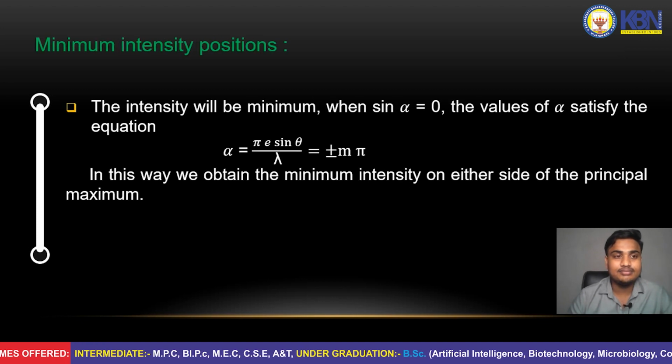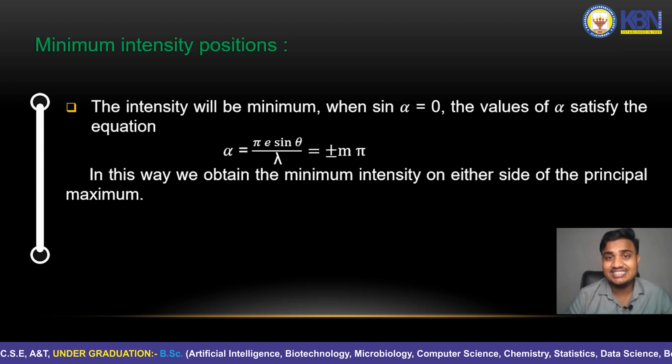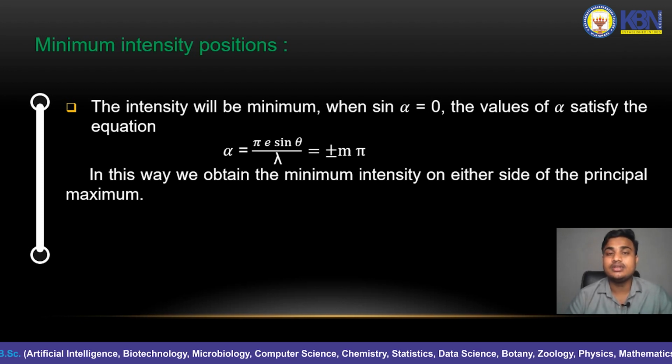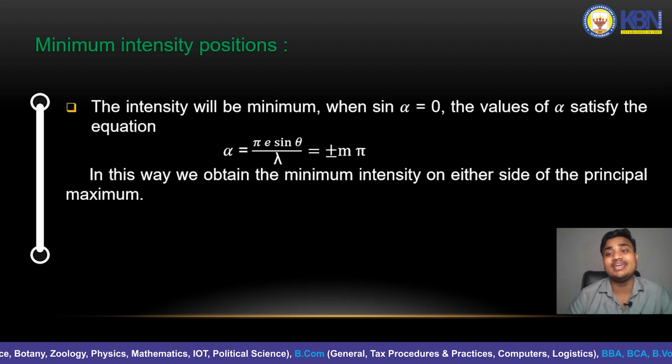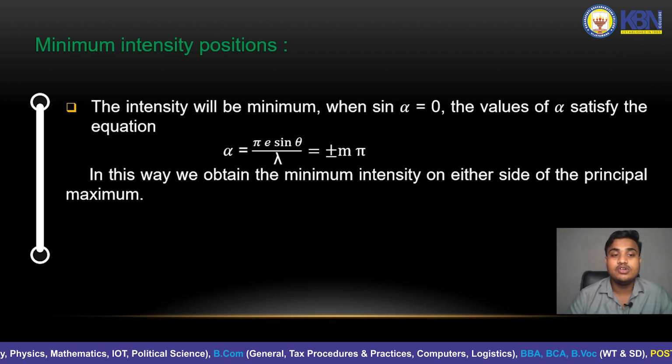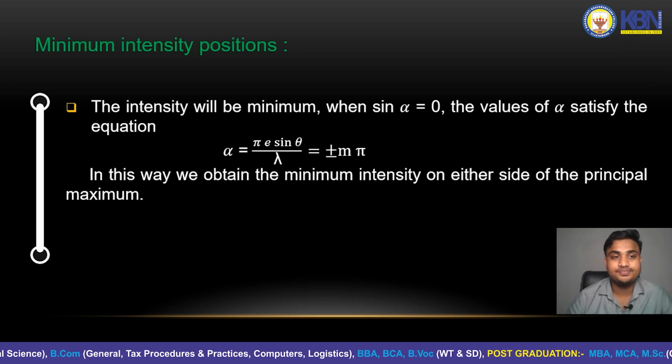Going to the next one, the minimum intensity positions. The intensity will be minimum when sin alpha is equal to 0. The values of alpha satisfy the equation alpha is equal to pi e sin theta by lambda, which is given by the relation plus or minus m pi, where m is equal to 1, 2, 3, and so on. In this way, we obtain the minimum intensity on either side of the principal maximum.